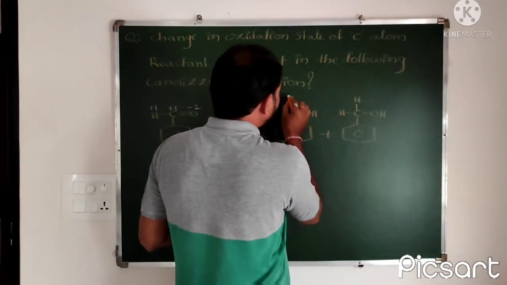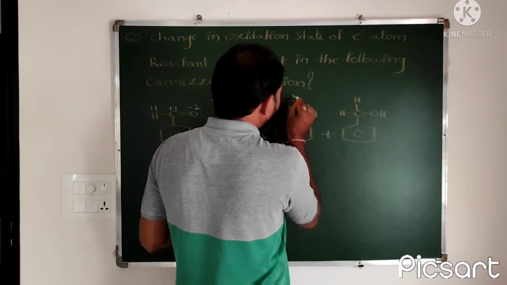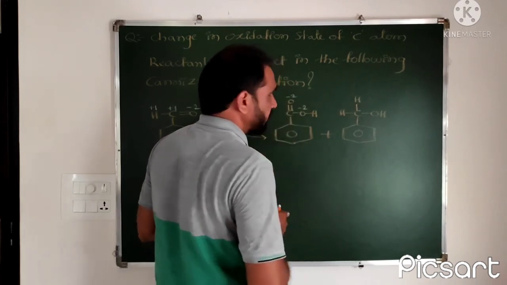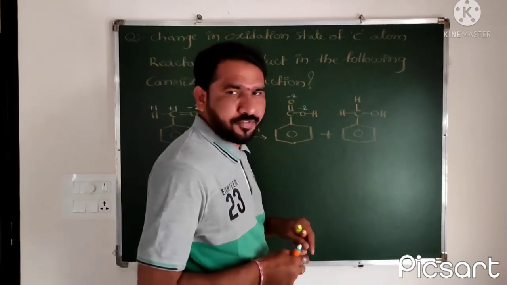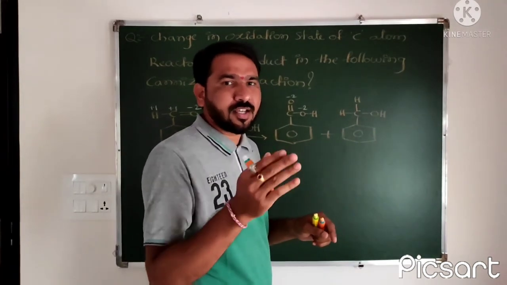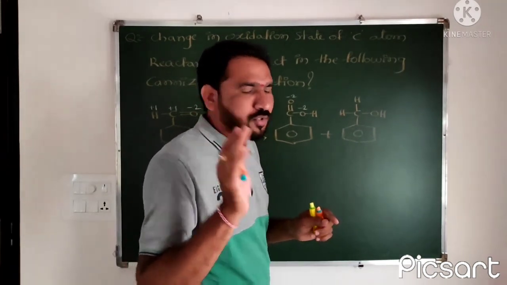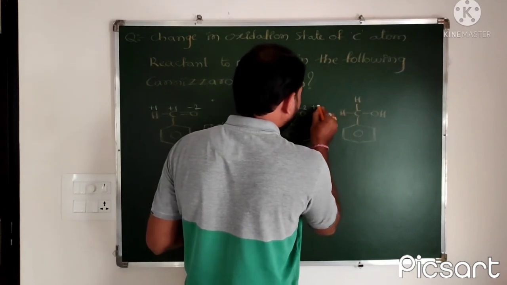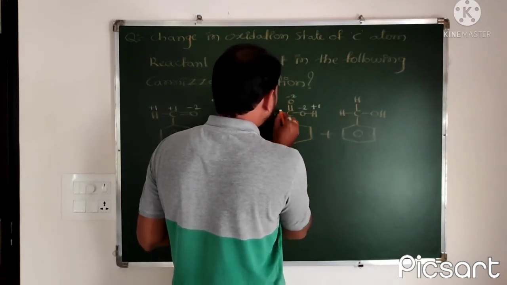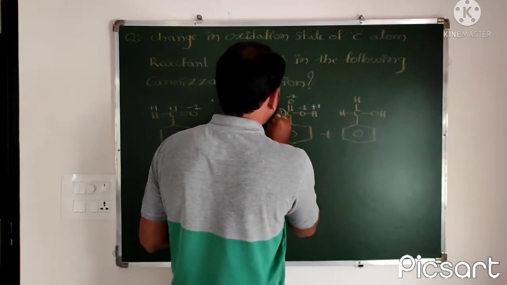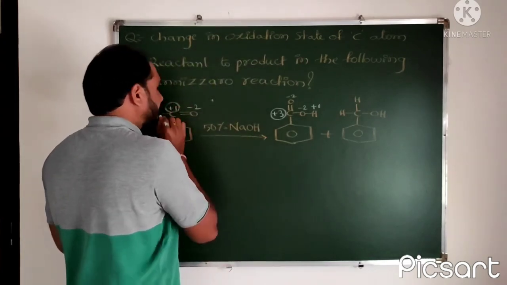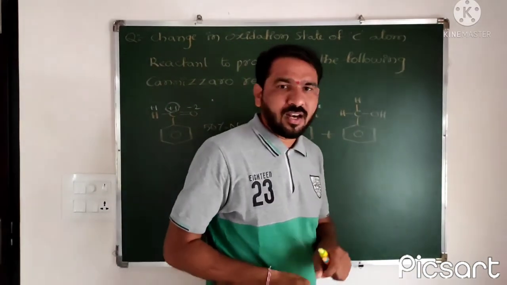Then here with respect to oxygen, -2, here also -2. Total negative charges 4. It means positive charges also 4. Among 4 positive charges, 1 +1 deducted by hydrogen, remaining +3 is the oxidation state of carbon. Is it clear? Right? Then coming to benzyl alcohol.